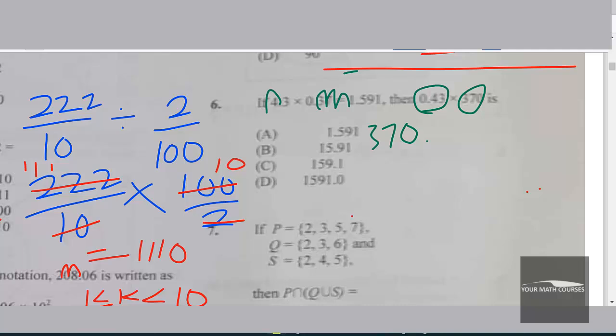So the decimal point is now here. So in all, we have backwards 1, forward 3. So the final answer will be, the decimal place will be -1 plus 3, which is +2. And that implies that in 1.591, we must move the decimal point forward 2 times. So that will give us 159.1. Now let's look at number 7.